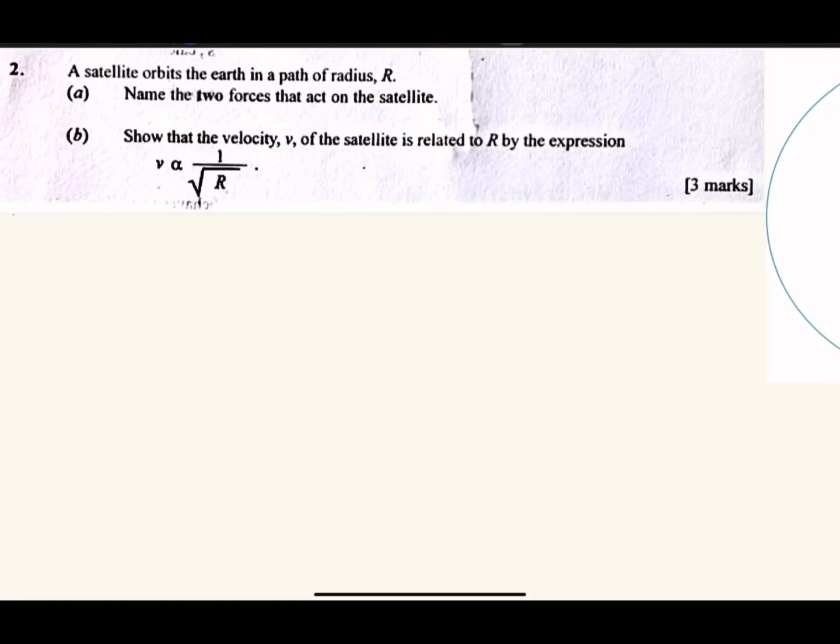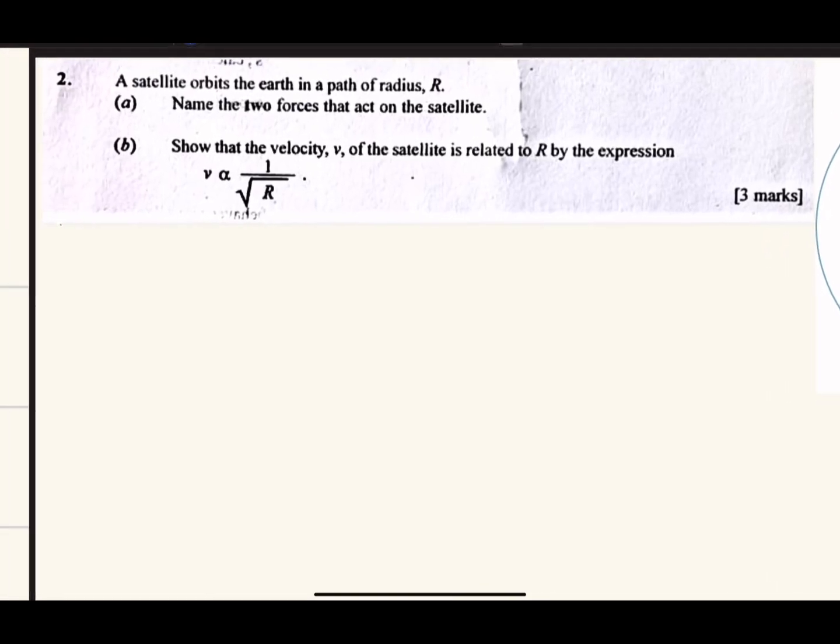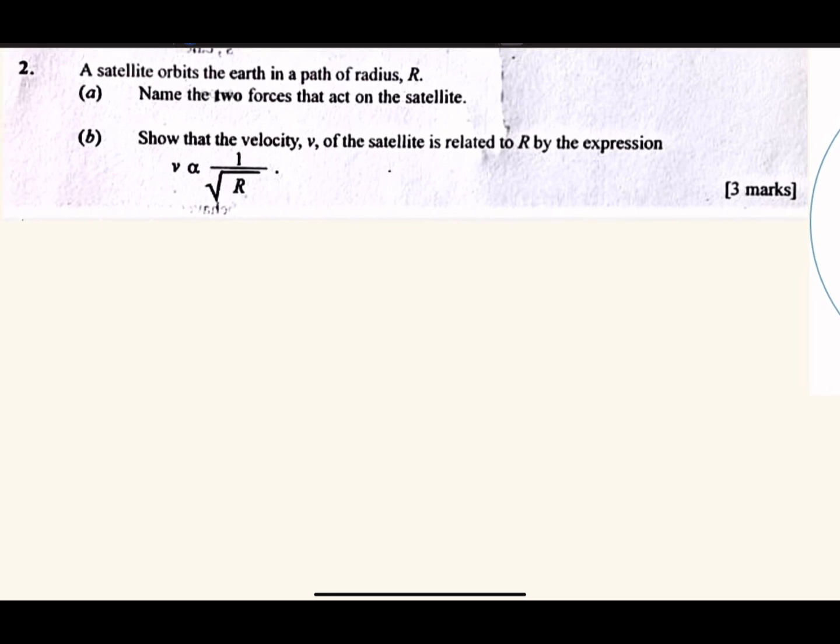So today we'll be dealing with question 2 of the WASSCE Physics 2023. Alrighty, now we're dealing with question 2, which talks about a satellite which orbits the Earth in a path of radius r. First, we're to name two forces that act on the satellite. Then we show that velocity is inversely proportional to the square root of the path of radius. All right, that's capital R.